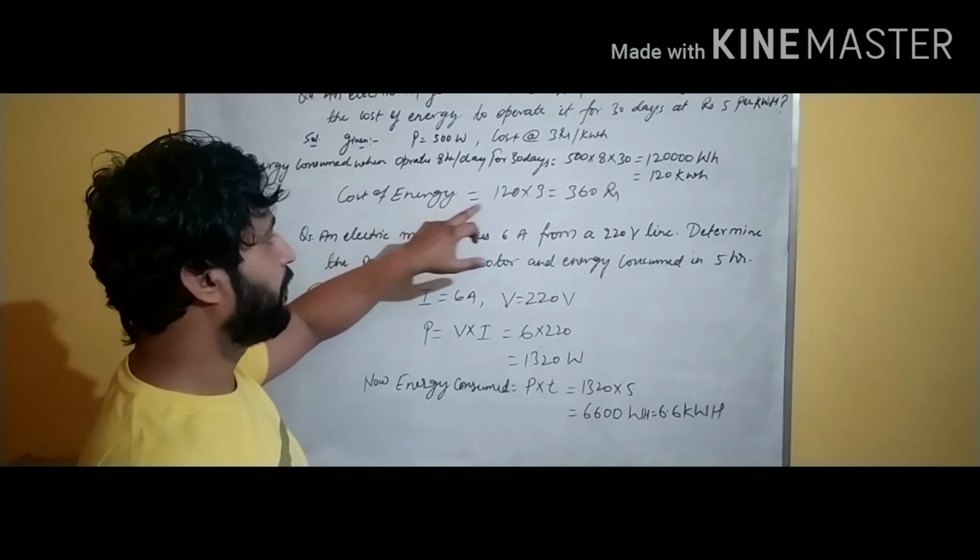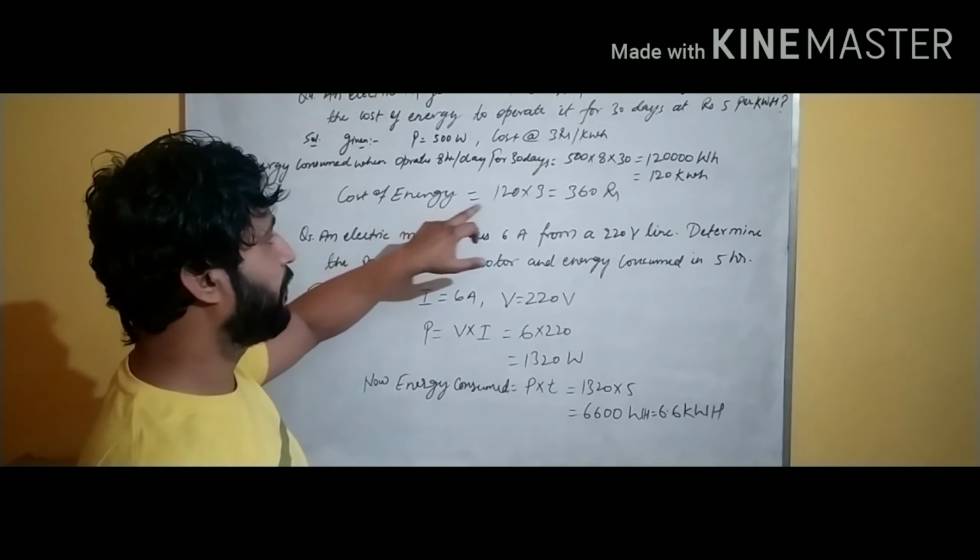Now in the next numerical, an electric motor takes 6 ampere from a 220 volt line. Here we have current 6 ampere and a voltage of 220 volt. Determine the power and energy consumed in 5 hours. So we have to calculate power and energy consumed. First we calculate power. We have I as 6 ampere, V as 220 volt. Power is equal to voltage into current, 6 into 220. So power comes out to 1320 watt.